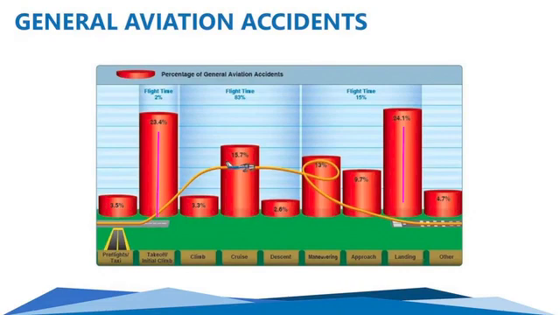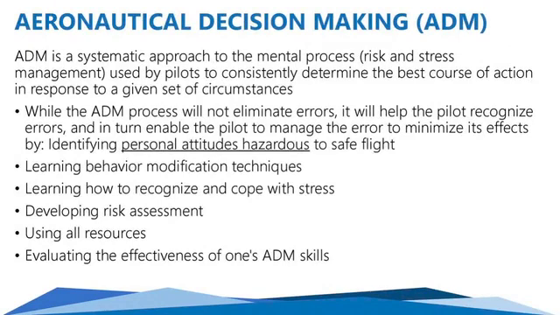Okay, so first thing we're going to talk about is something called aeronautical decision making. This is called ADM. It is a systematic approach to the mental process, which is basically risk and stress management, used by pilots to consistently determine the best course of action in response to any given set of circumstances. So we're basically always using this at any point in time, from our pre-flight to our decision of are we actually making this flight or not. This can affect our planning, and it's also used throughout the actual process of the flight.